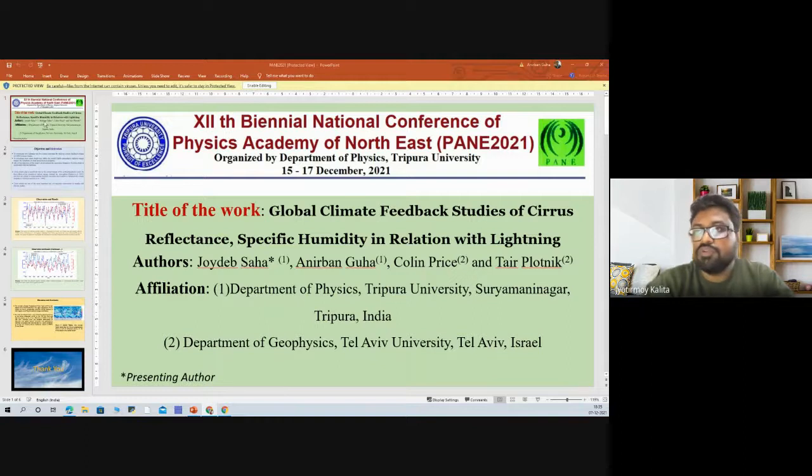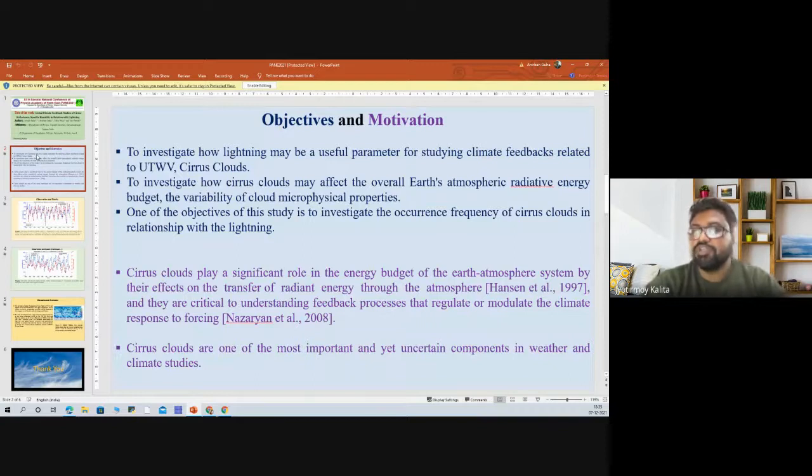So I want to start with the slide on my objective and motivation of my work. To investigate how lightning may be a useful parameter for studying climate feedback related to upper troposphere water vapor, which is the specific humidity. So here we demonstrate the relationship of the Cirrus reflectance with the upper troposphere water vapor, specifically in two pressure levels, one in 125 millibar, which is nearly stratosphere, and another in 300 millibar pressure level.